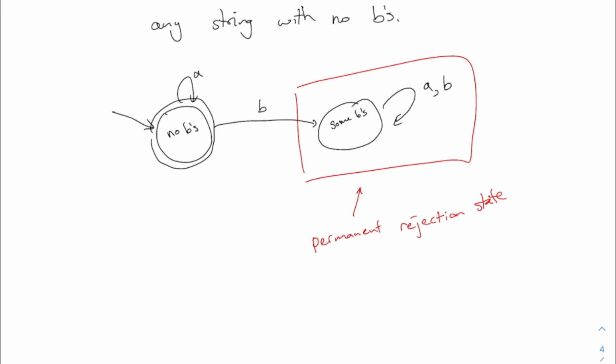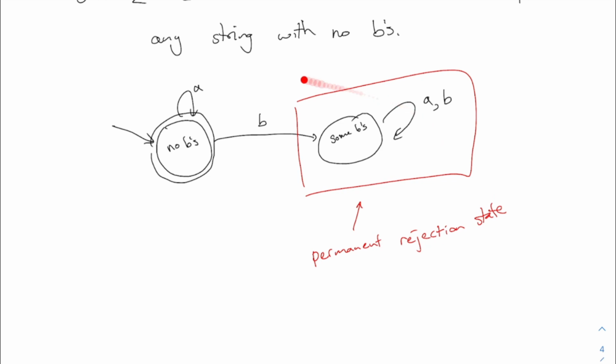All right. So actually, I think that's a very nice way to think about this DFA. You start off accepting. As long as you see A's, you're still accepting. But if you ever see a B, it's rejected no matter what. This is a permanent rejection state. It is a rejecting state which is inescapable. Once you go here, you stay here forever.